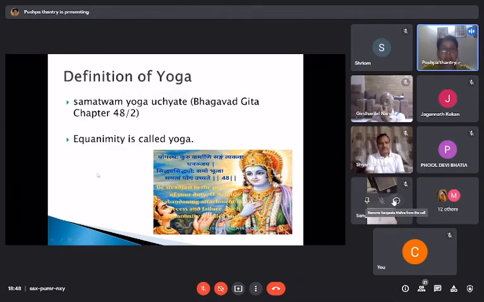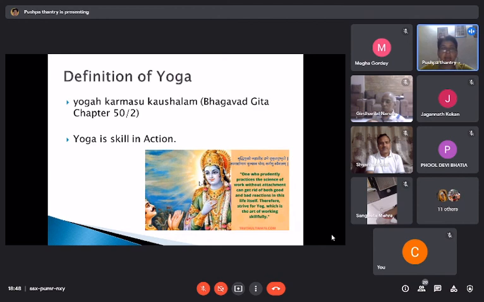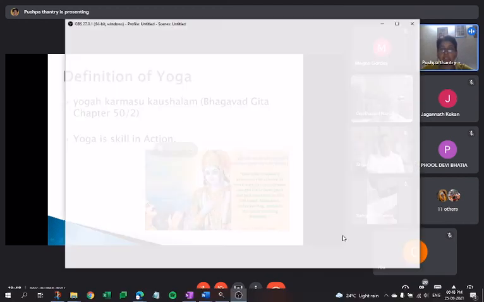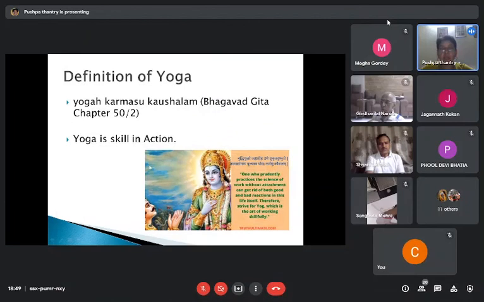And the important shloka is the 48th shloka in chapter 2, where it says, Yogasthah kuru karmani sangam tyaktva dhananjaya, siddhyasiddhyoh samo bhutva samatvam yoga uchyate. So samatvam yoga uchyate, equanimity is called yoga. It may come as a question on which chapter in the Bhagavad Gita it is. And another, again from chapter 2, shloka 50, Buddhiyukto jahatiha, yogah karmasu kaushalam. Yoga is skill in action.